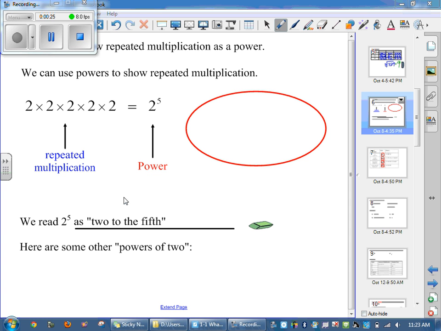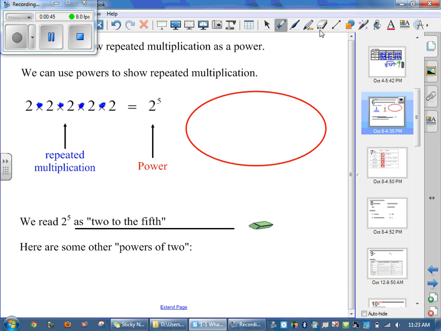They used an X as a times sign. What should they have used? The little circle, a big fat dot. So it should have big fat dots on them to be times signs. So you read 2 to the 5th as 2 to the 5th power.